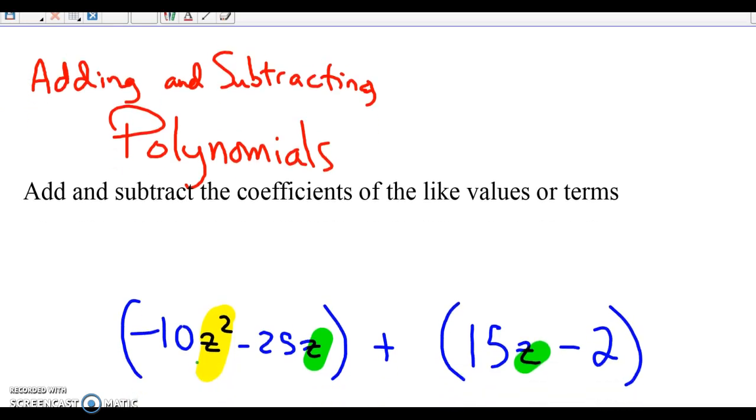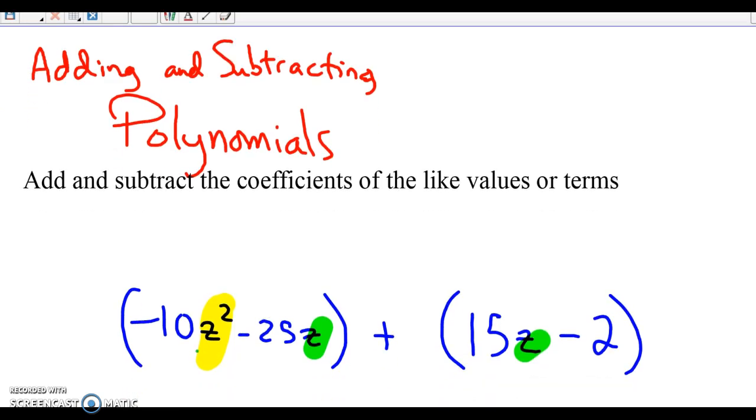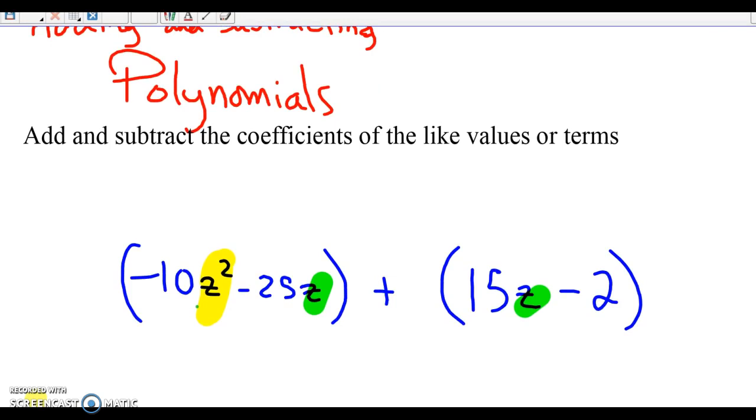All right. So when we add or subtract polynomials, they have to be like terms. And we understand this part, right? So if I have negative 10z squared minus 25z plus 15z minus 2, the parts that I can actually add together here are the z to the first terms. So I'm looking at negative 25z and positive 15z, which would be a negative 10z. And then the other two terms, the negative 10z squared and the minus 2, we'll just go along for the ride. And so my answer would be a trinomial.